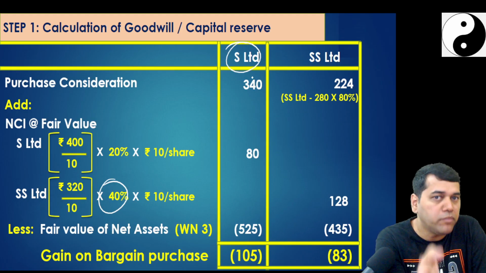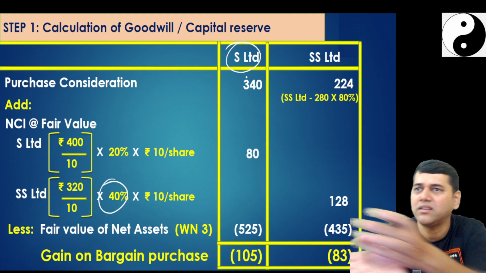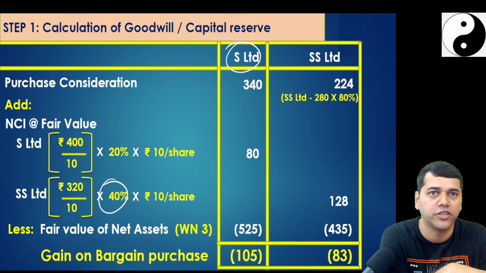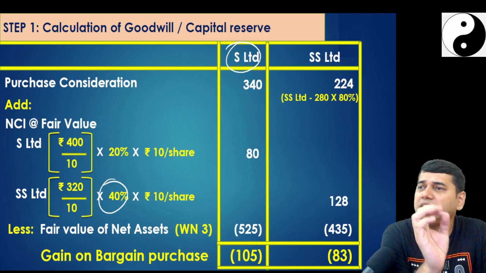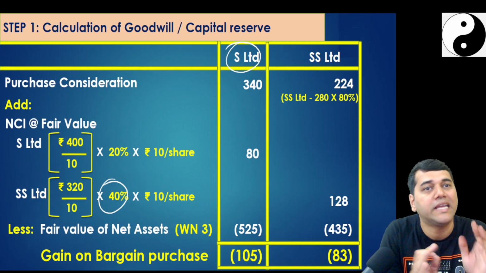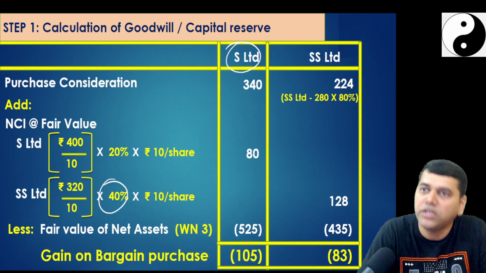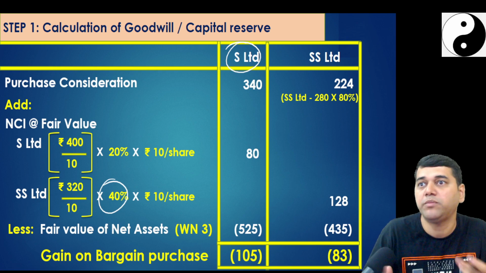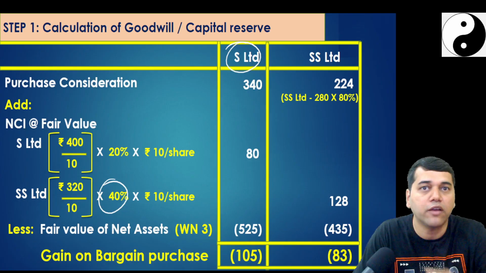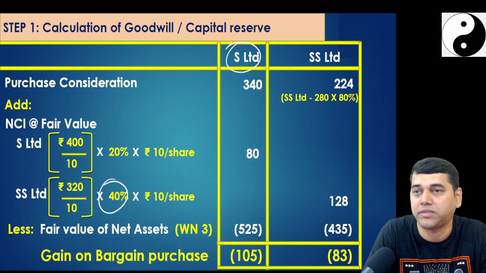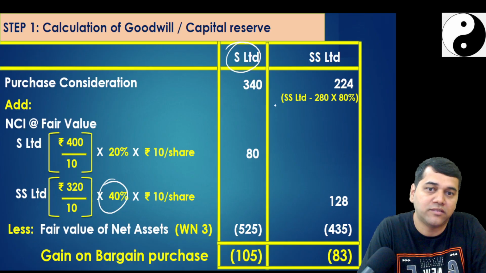Do you have any problem with S Limited? No, it's a normal DF type of consolidation. You have to treat even SS like a normal consolidation only, everywhere. Then you will ask me, sir, what is my stake? That is what we calculated in the first step, except one place. That is this purchase consideration.